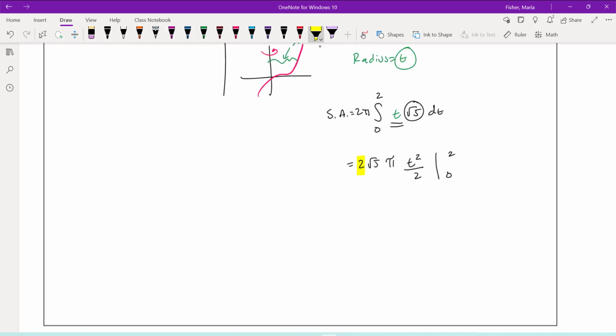Well, notice I have a 2 here and a 2 here, so those are just going to cancel. And it's really just then the square root of 5 pi times t squared evaluated from 0 to 2. Plugging in those limits of integration, I'd have 4 minus 0. Therefore, the area of the surface here is 4 square roots of 5 pi. That's it for parametric equations in calculus.